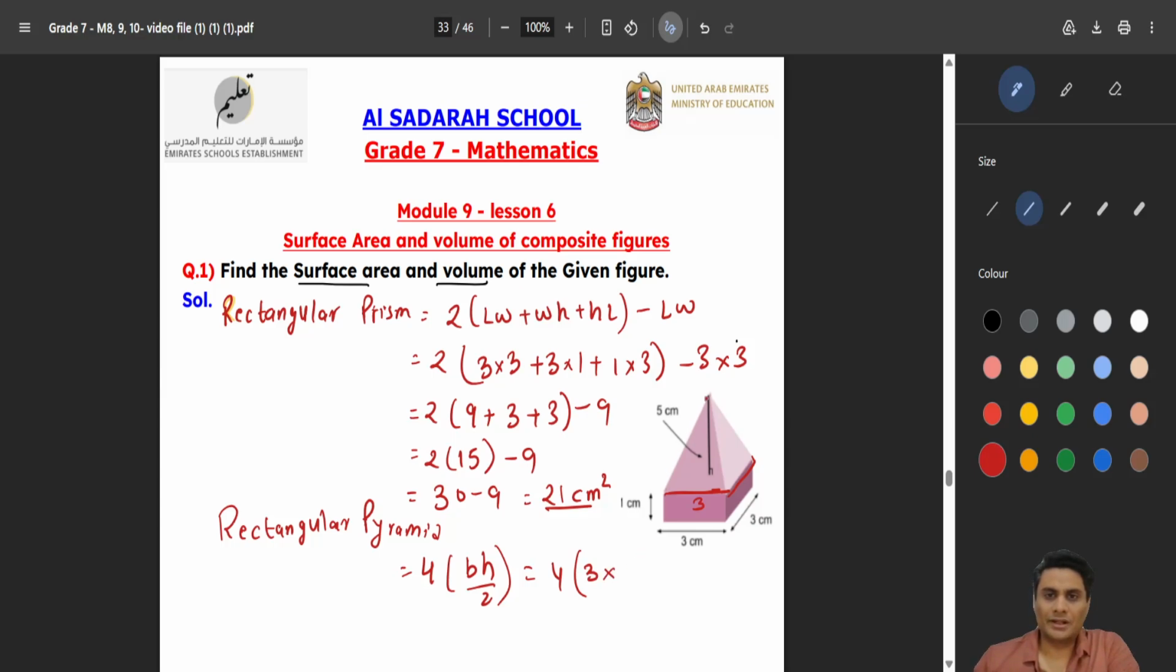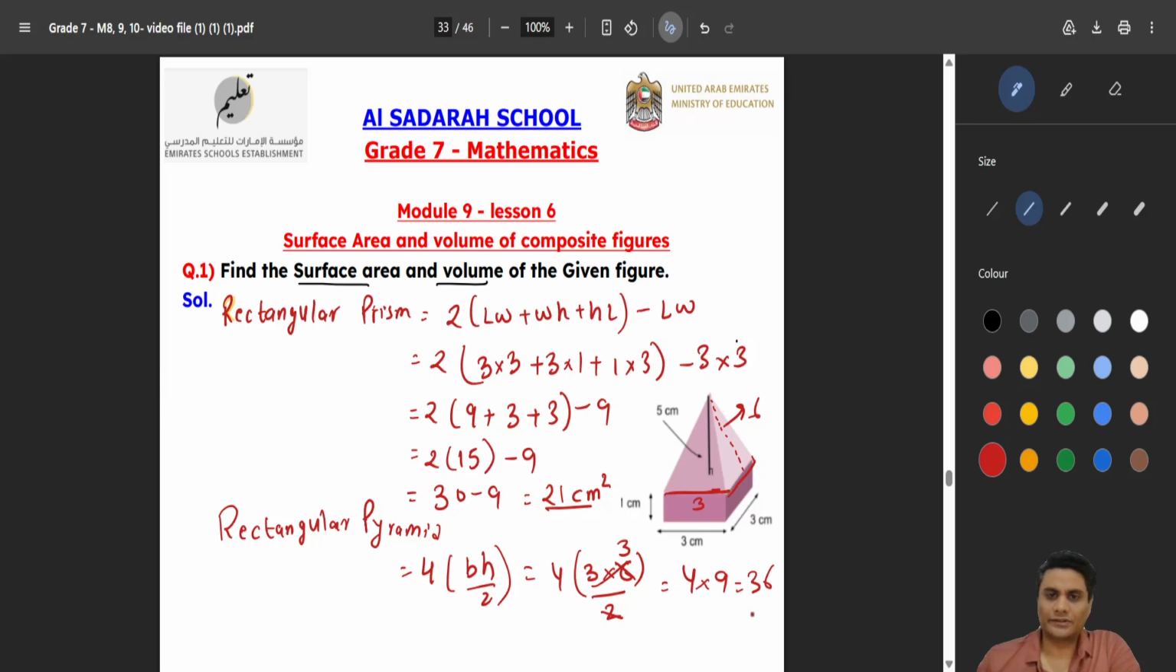Times, what will be the height? The slant height is 6, as I told you. Let's take it as 6, okay? It was by chance not given here in the question. Divided by 2, divided by 2. So can I do 6 divided by 2? 6 divided by 2 will be 3. So what do I have? 4 times 3 times 3, 3 times 3 is 9. So 4 times 9 is 36.